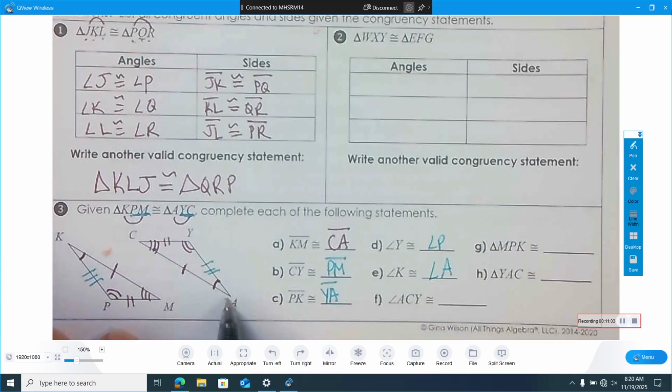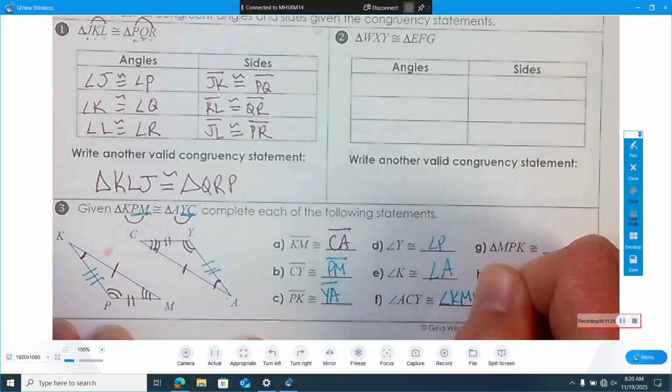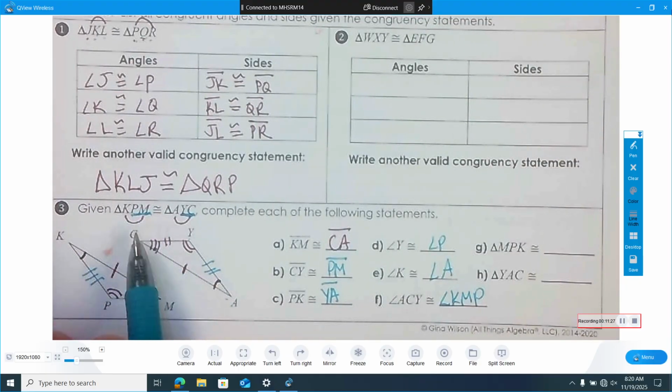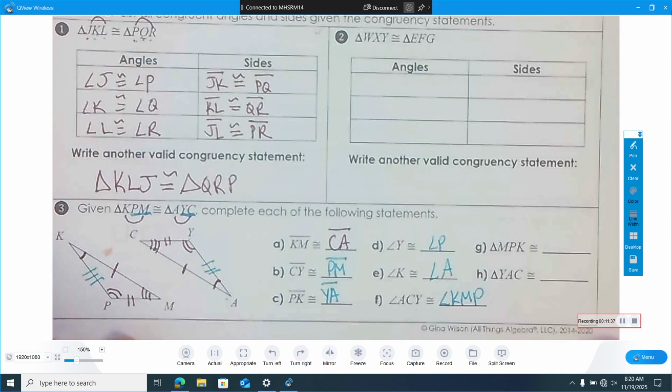ACY. So I would name it the same way she did. She used 3 letters, so we also should use 3 letters. ACY went down our single tick mark and then our double tick mark side. So in my triangle over here, single tick mark to double tick mark would be KMP. Did you do it off the statement? Yeah. ACY, so 1, 3, 2, 1, 3, 2. Yeah. All right.